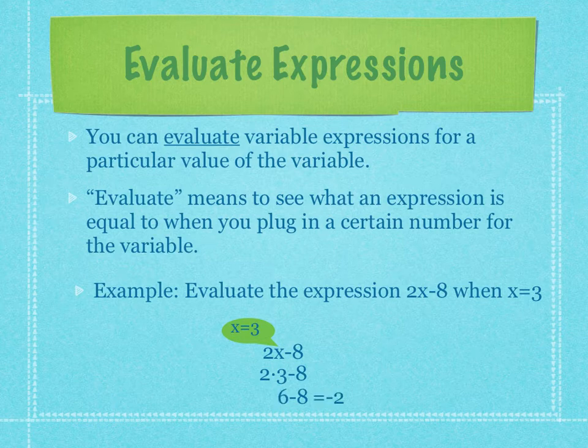So I can evaluate an expression when I plug in a particular number for the variable. But I can't solve an expression because I could plug in all different kinds of numbers for x. I could plug in x equals 4, or x equals 10, or x equals 0. And I could evaluate the expression for each of those different values of x, and it would turn out to be a different number each time.